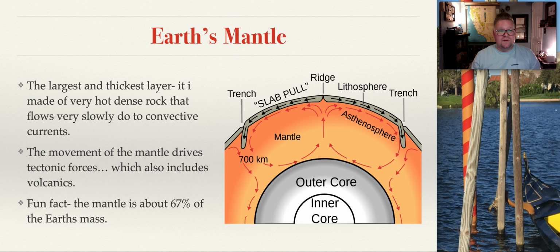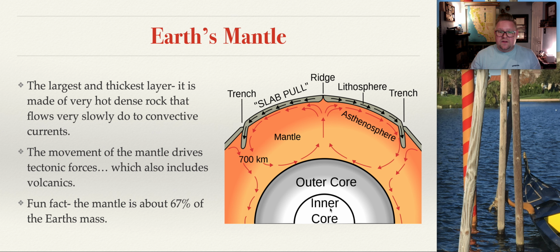All right, so we'll keep moving down. Let's look at the mantle. So this is the largest and thickest layer that we've observed. It is, oh shoot, see, that's what happens when you make your own PowerPoints, you have spelling errors. It is made of very hot, dense rock. So it is rock, but it's able to move very slowly due to convective currents.